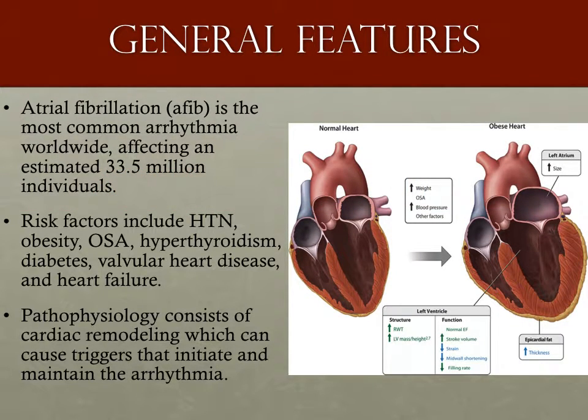Afib is the most common arrhythmia worldwide. It affects 33.5 million individuals. Risk factors for Afib include hypertension, obesity, valvular heart disease, heart failure. These risk factors cause physiological aging and cardiac remodeling of the heart, which results in structural remodeling. This can cause triggers that initiate and maintain the arrhythmia.